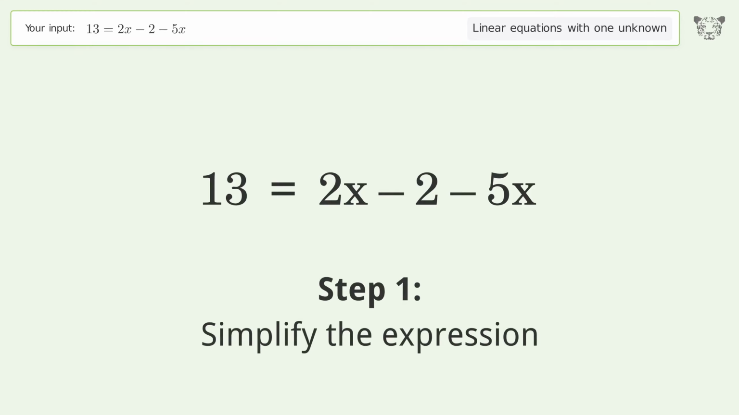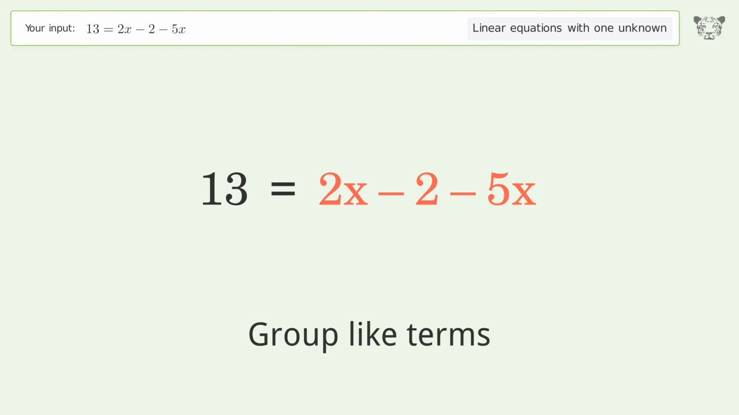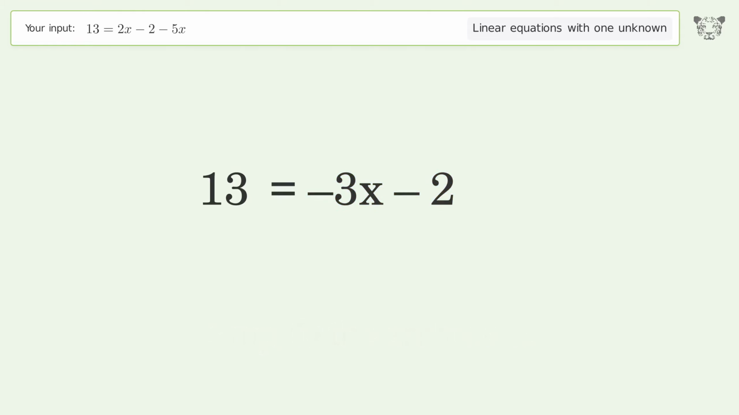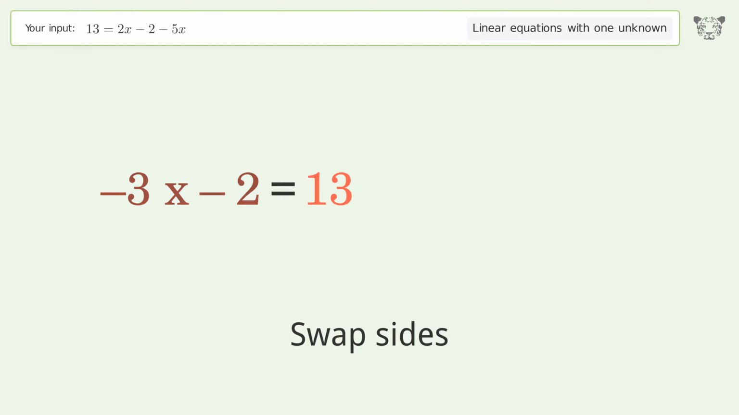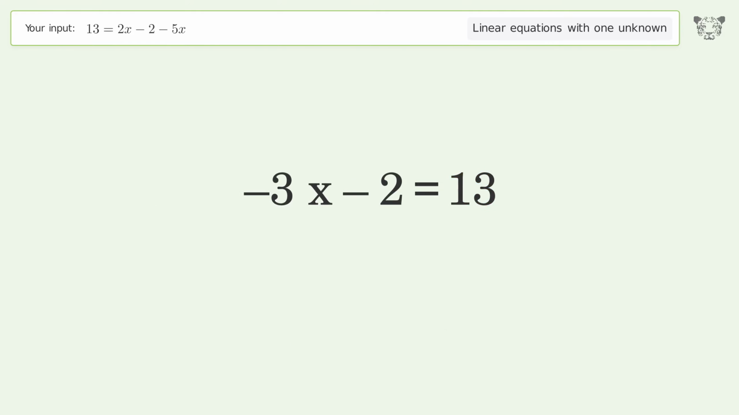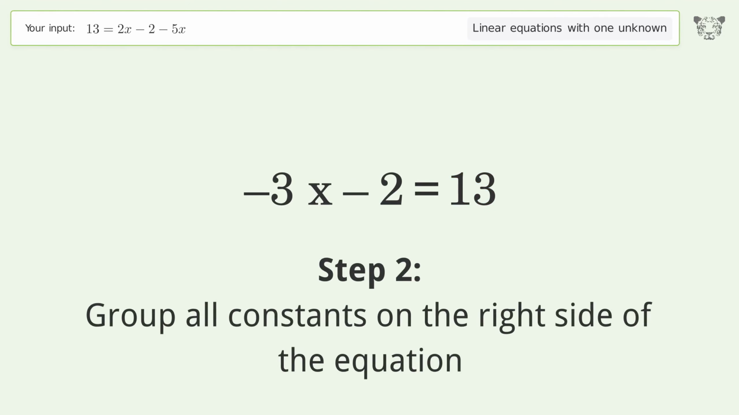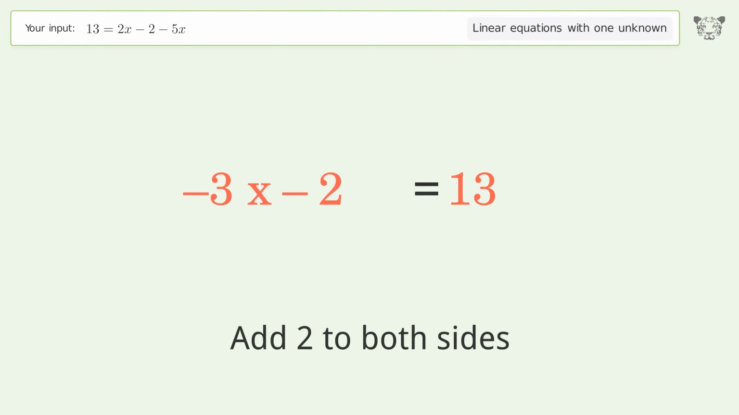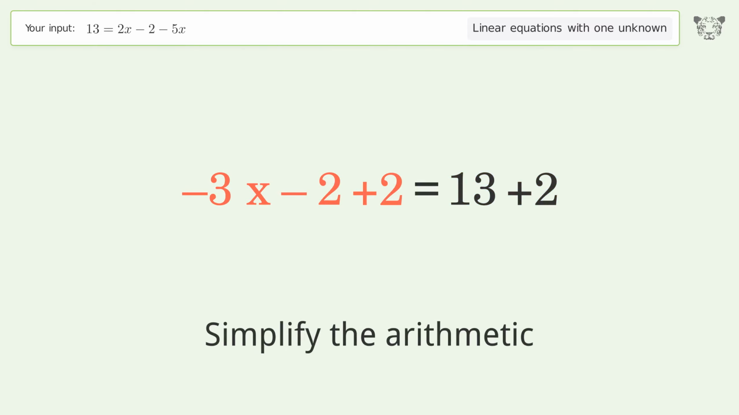Simplify the expression. Group like terms. Simplify the arithmetic. Swap sides. Group all constants on the right side of the equation. Add 2 to both sides. Simplify the arithmetic.